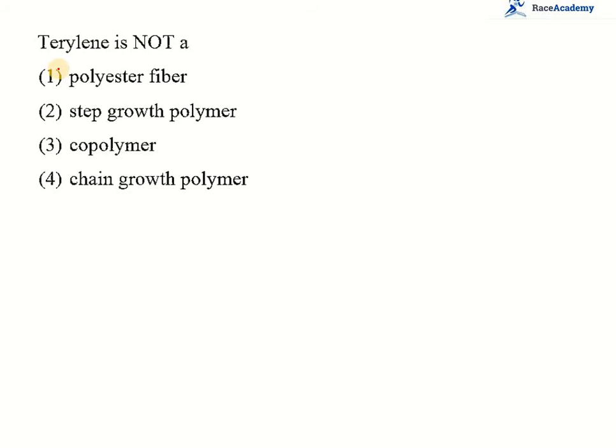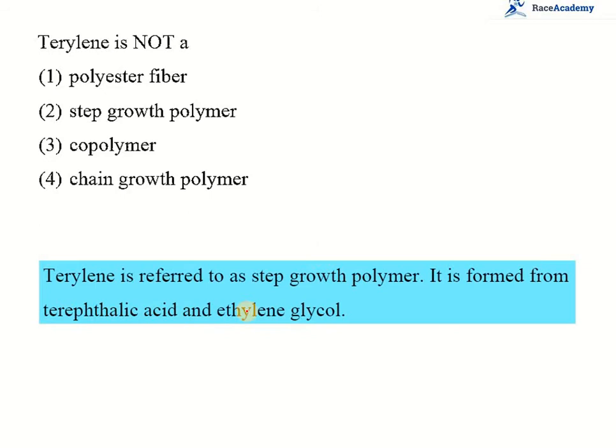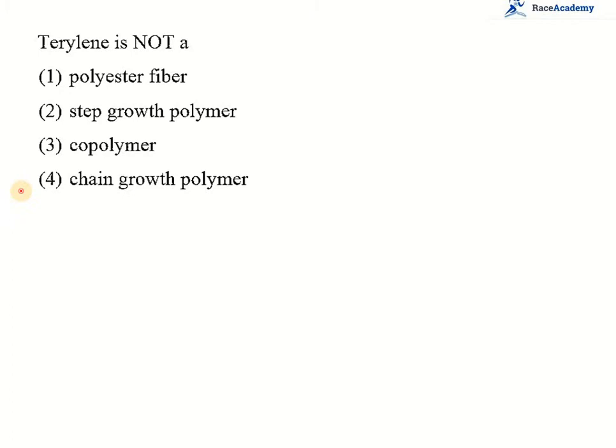Next, Terylene is not a chain growth polymer. It is a polyester fiber, a step growth polymer, a copolymer. Terylene is referred to as a step growth polymer. It is formed from terephthalic acid and ethylene glycol, and it is also a copolymer and a polyester. So it is not a chain growth polymer.